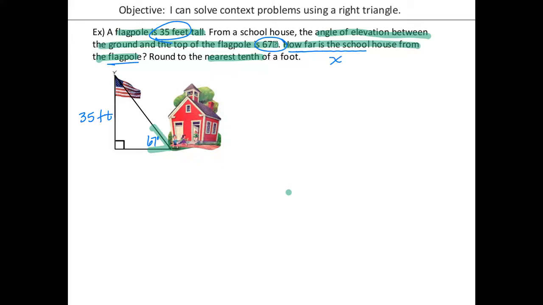And then I'm asking you guys for how far is the school from the flagpole? Am I asking you how far is the school from the actual flag? Do I measure that way? No, we measure this way, right? How far is the school from the flagpole? So this is really asking for the bottom part of our triangle, okay? Now that I have my picture, now I can use SOHCAHTOA to figure out sine, cosine, or tangent.